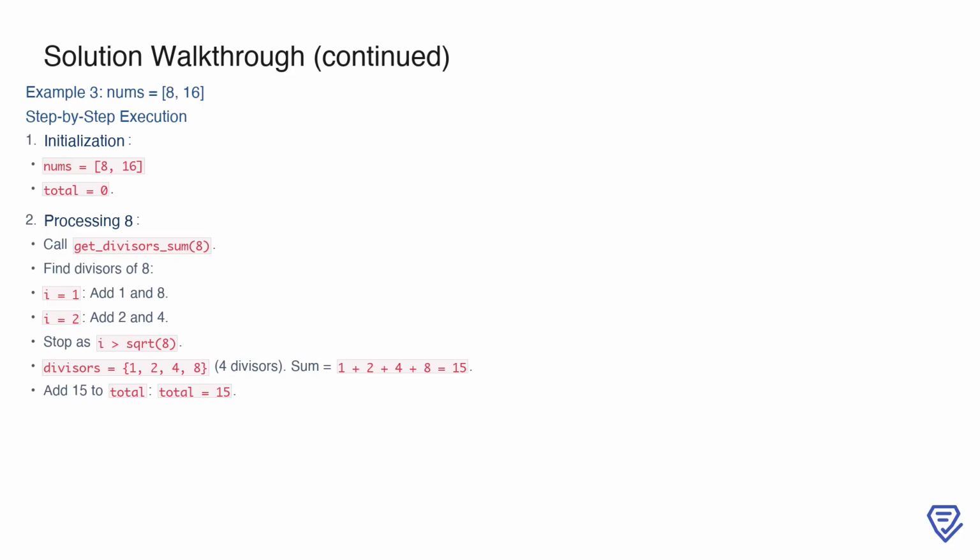The loop ends here, leaving the divisors set as 1, 2, 4, 8. With exactly 4 divisors, we calculate their sum, 1 plus 2 plus 4 plus 8 equals 15.